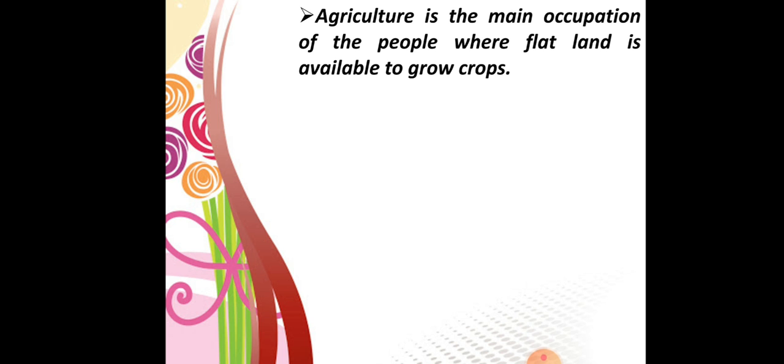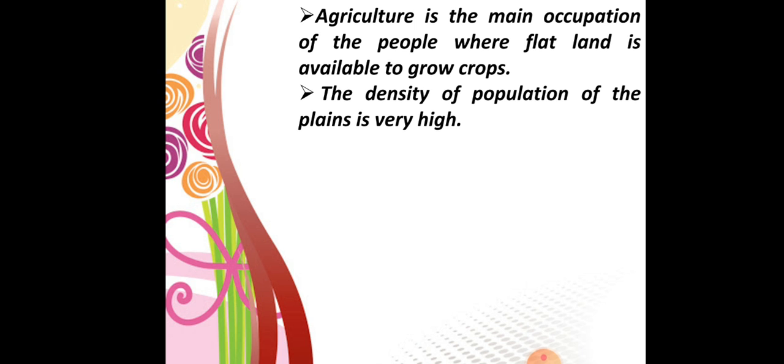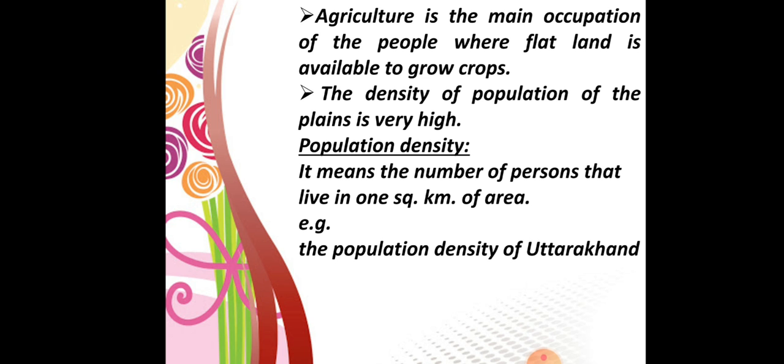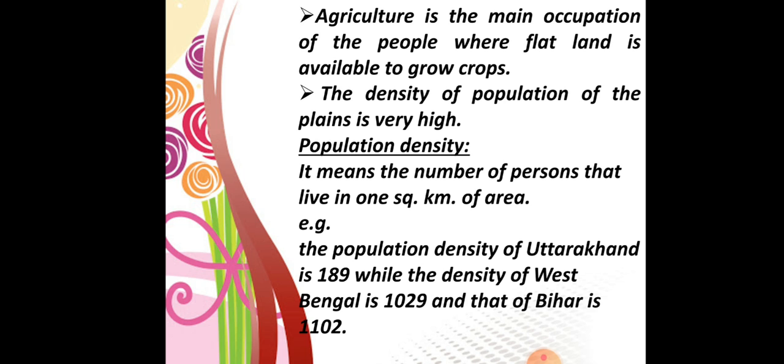Agriculture is the main occupation of the people, where flat land is available to grow crops. The density of population of the plain is very high. Here, population density means the number of people that live in 1 square kilometer of the area. Example, the population density of Uttarakhand is 189, while the density of West Bengal is 1029 and that of Bihar is 1102.